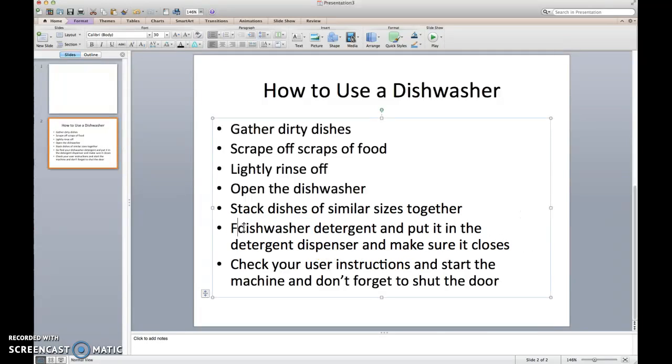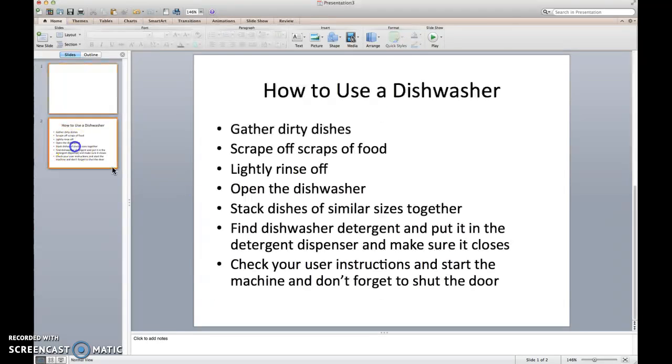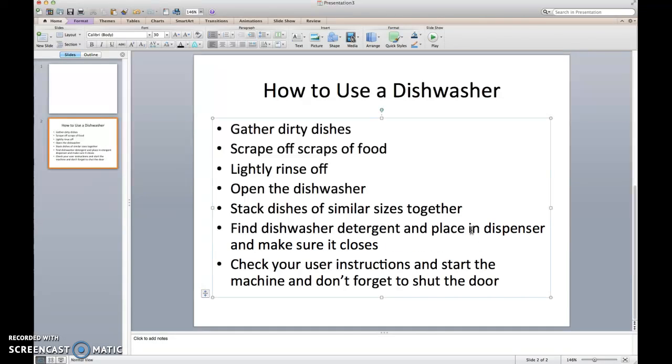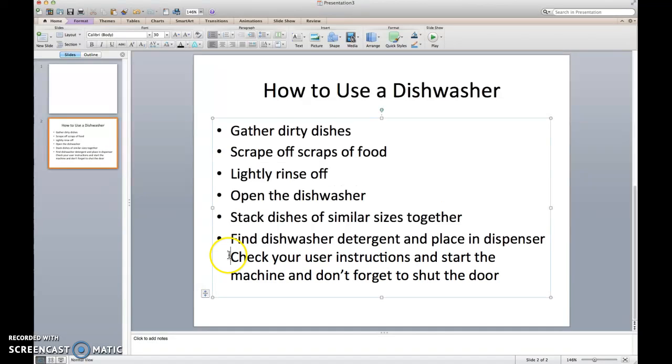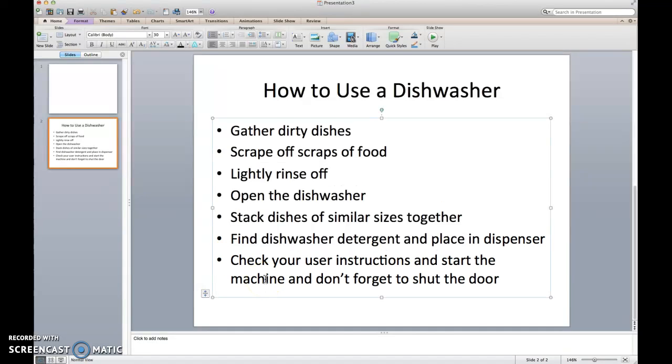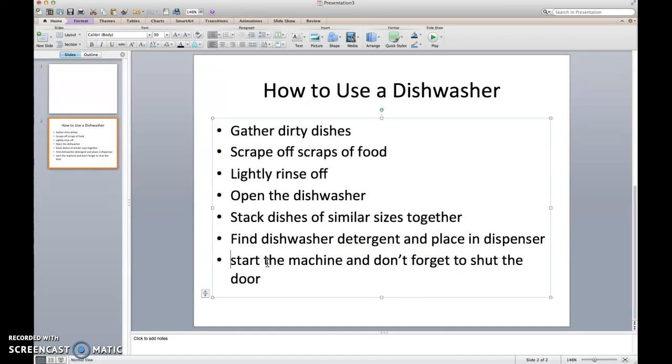Find dishwasher detergent. This is very, very pedantic. And place in dispenser. Make sure it closes, unnecessary. Check your user instructions and start the machine. Start the machine following manufacturer instructions.